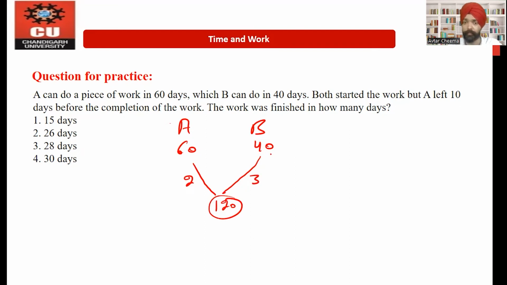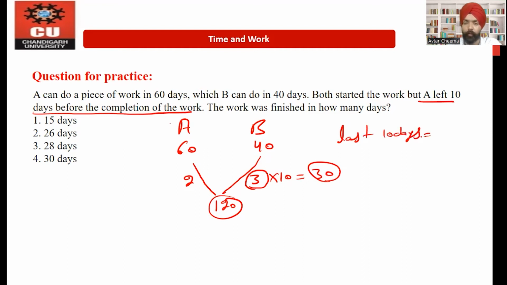That is 120 divided by 40. Now, given is both start the work, but A left 10 days before the completion of the work. That means B is working 10 days more. B is daily doing 3 units. In 10 days, B can complete how much work? 30 units. So out of 120 units, in the last 10 days the work done by B is 30 units. I'm subtracting that from 120. So that means when they are working together, they are completing 90 units of work, right?